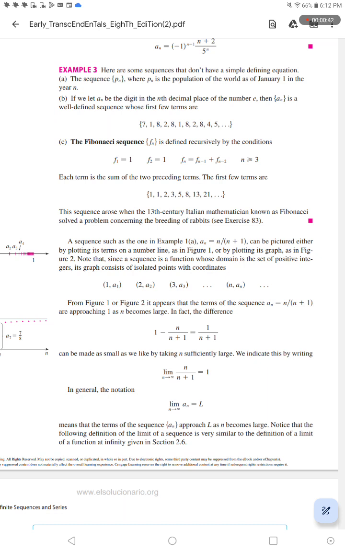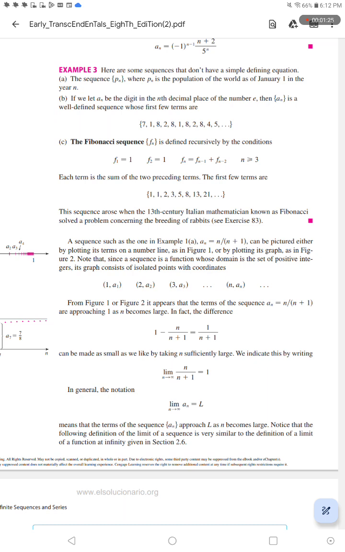C. The Fibonacci sequence {f_n} is defined recursively by the conditions f_1 = 1, f_2 = 1, f_n = f_(n-1) + f_(n-2), n greater than or equal to 3. Each term is the sum of the two preceding terms. The first few terms are {1, 1, 2, 3, 5, 8, 13, 21, and so on}.